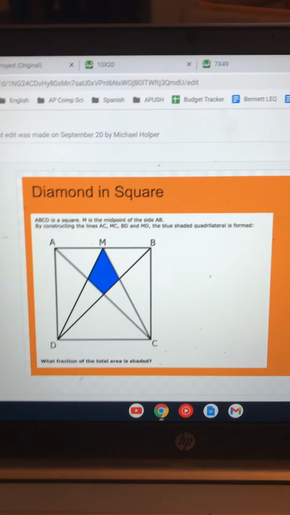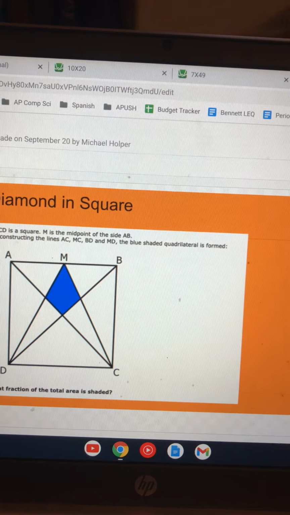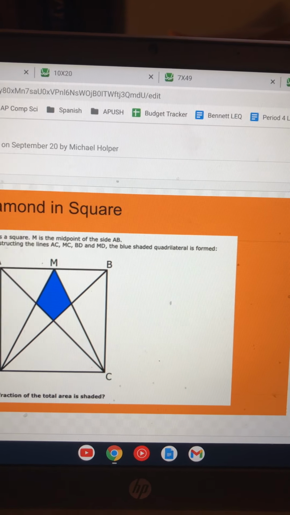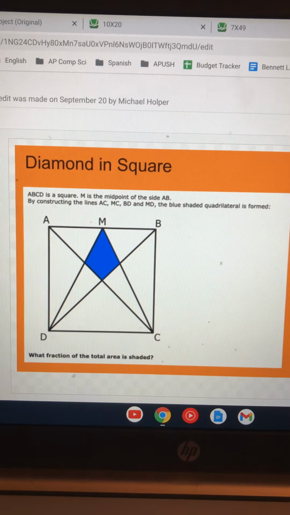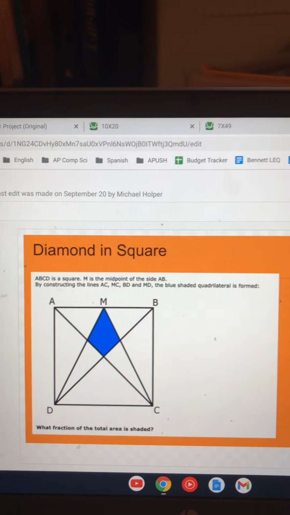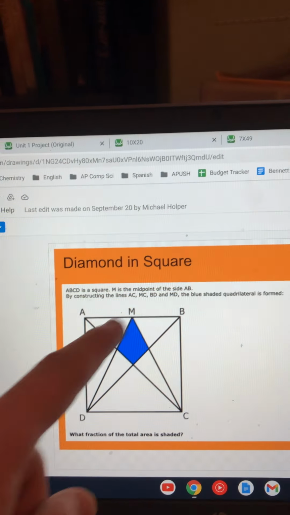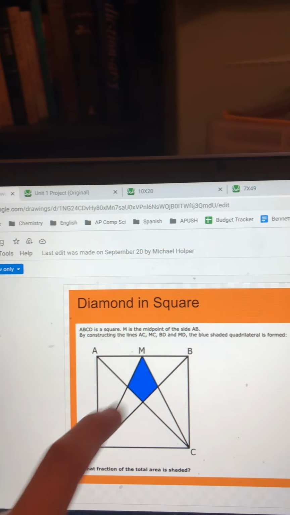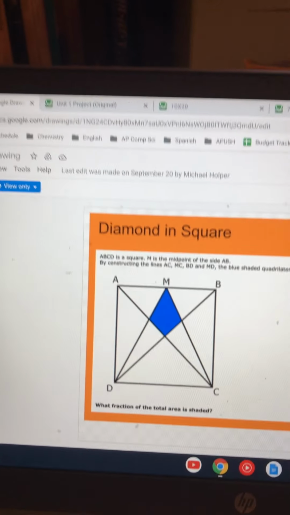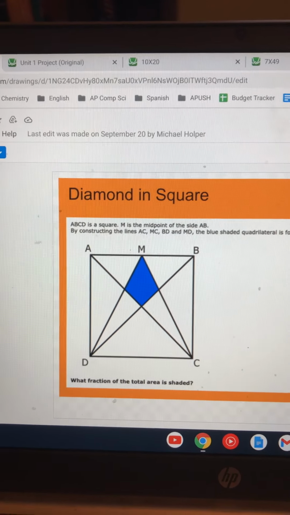Hey guys, so for my project I chose to do the diamond in a square problem. I'll show you two ways of doing it and then we'll do a little harder way. So the problem is as follows. ABCD is a square, and M is the midpoint of side AB right here. By constructing these four lines, the blue shaded quadrilateral is formed, and we need to figure out what fraction of the total area is shaded.